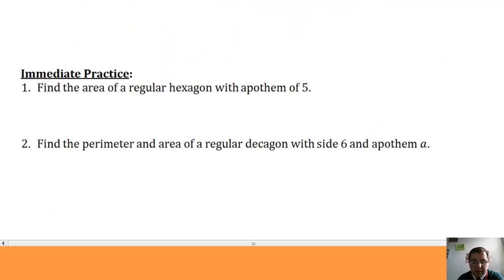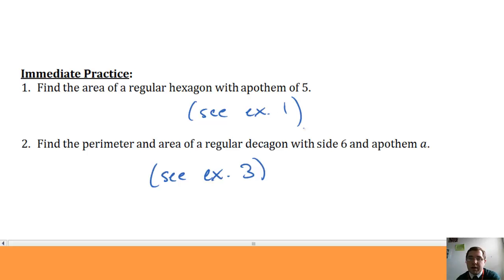Your immediate practice problems. Number 1, find the area of a regular hexagon with apothem of 5 that's exactly like example number 1. Number 2, find the perimeter and area of a regular decagon with side 6 and apothem A that's exactly like example number 3. So see example 3, see example 1. And that is the end of section 11.4.